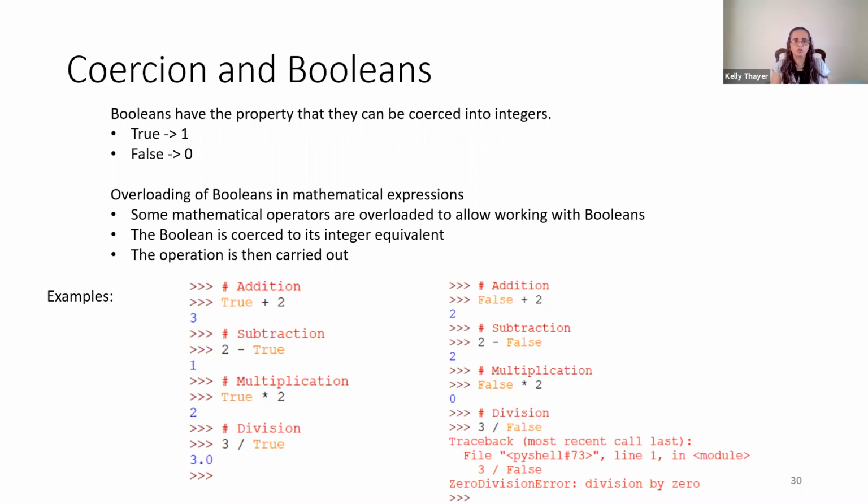The Boolean is coerced into its integer equivalent, and then the operation is carried out. So looking at these things in the beginning, you may say, huh, these don't make any sense. What do you mean true plus 2 equals 3, right? Okay, so if you didn't understand this association was happening, you'd have no idea what's going on. But if you realize this is what's happening, it's coercion, then it makes sense, right?